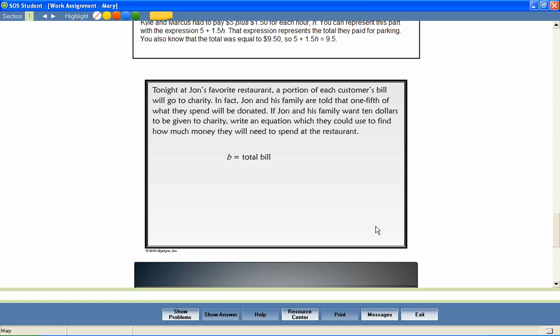charity. Since of means times, 1/5 times b will be given to charity. John and his family want $10 given to charity. Since 1/5 b and 10 both represent values that should be given to charity, they are equal to each other. So our final equation is 1/5 b equals 10.